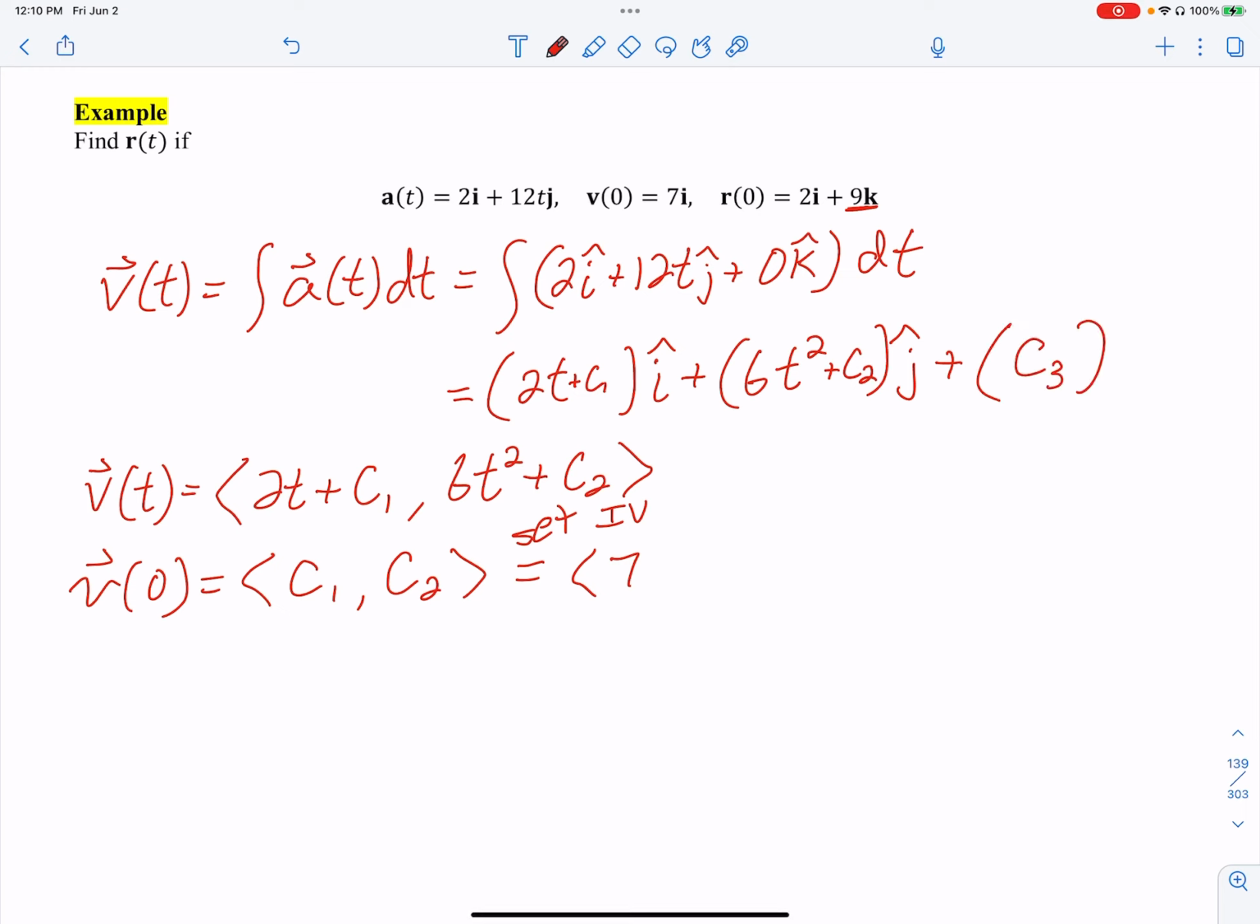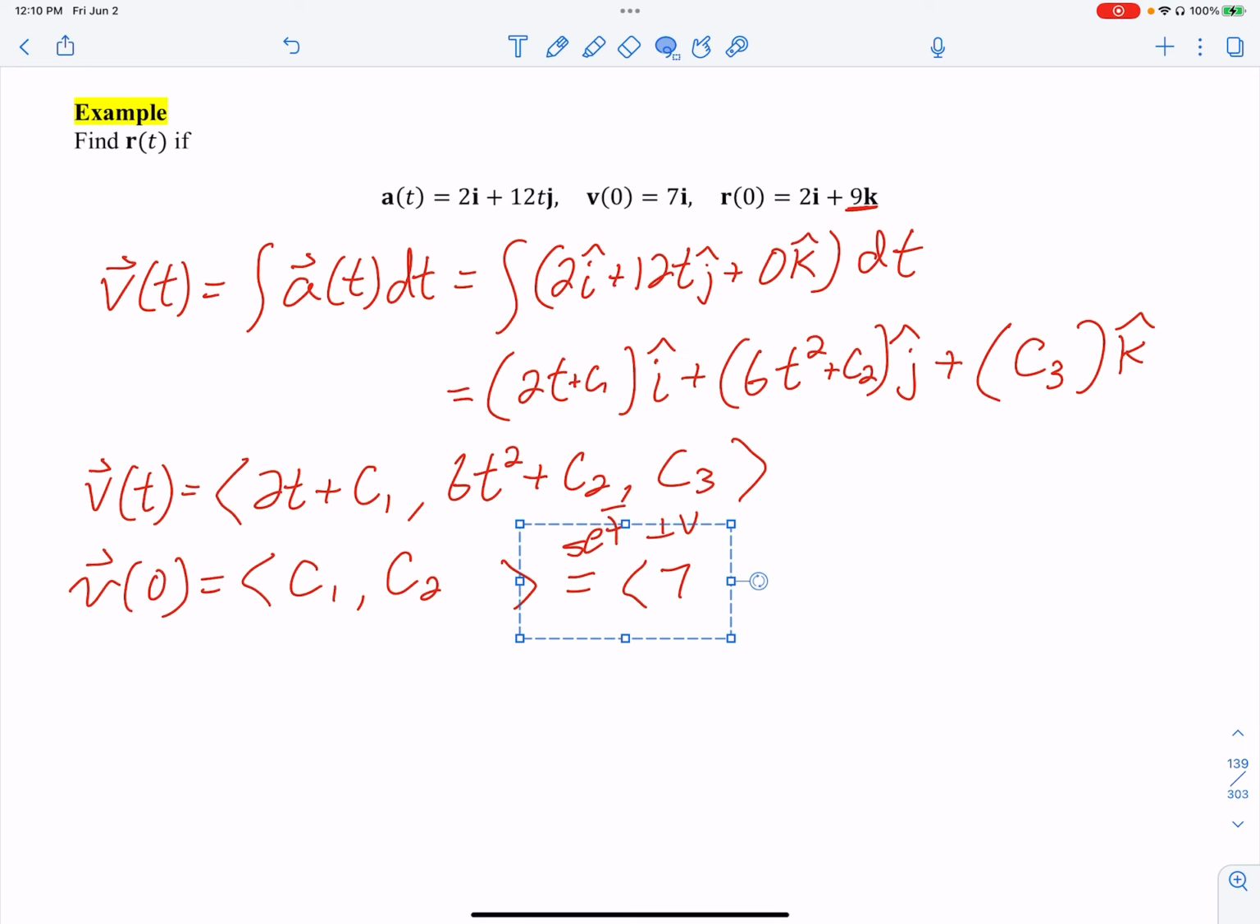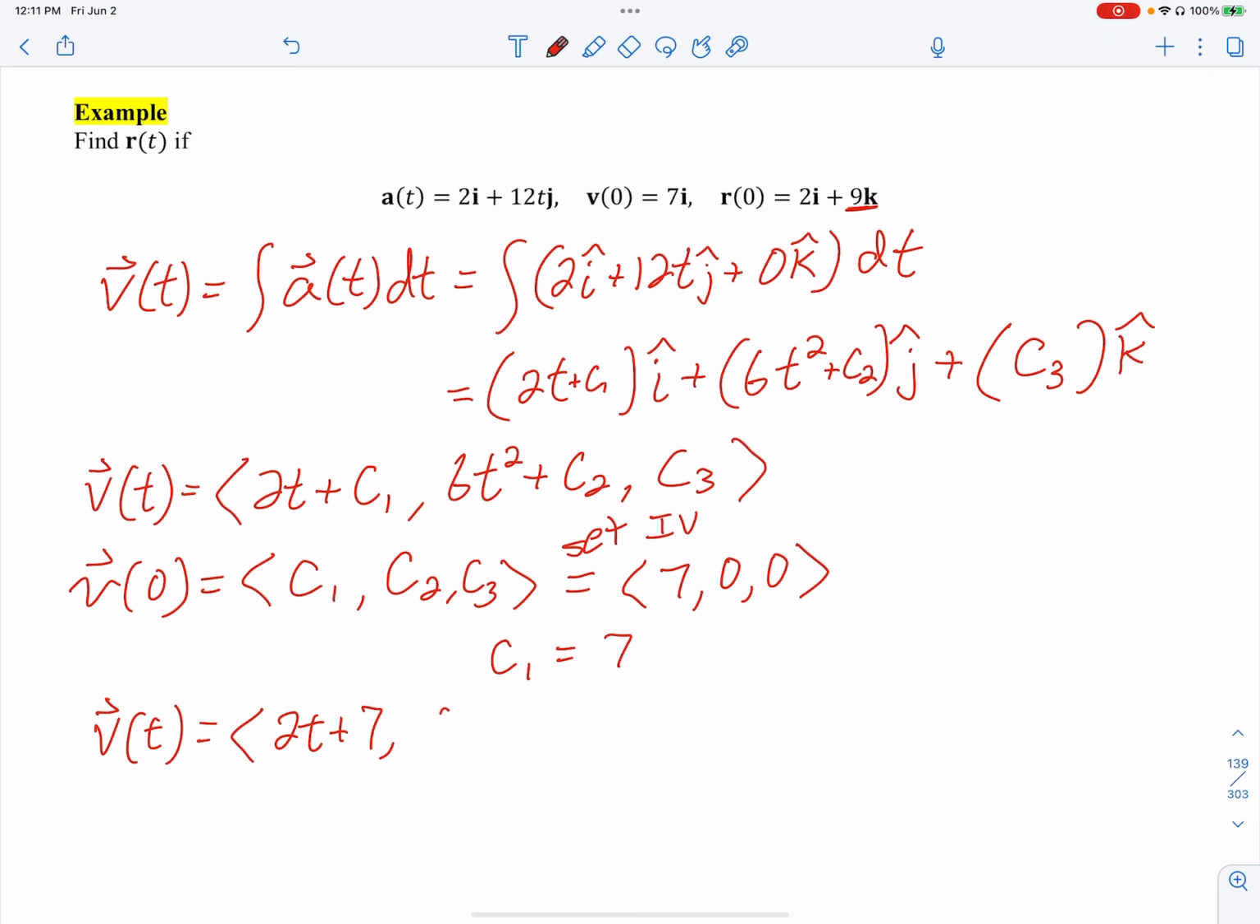The derivative of a 0 is that. So we get k here. I'm just going to add all these in. It's not too much. C3. Set to initial value. So we get 7i, 0j, 0k. So the only thing we really grab out of this is c1 is 7. The other two are 0. So velocity is equal to 2t plus 7, 6t squared, and 0.